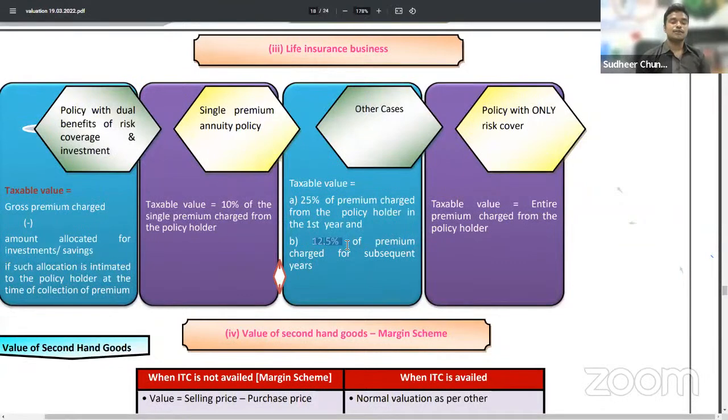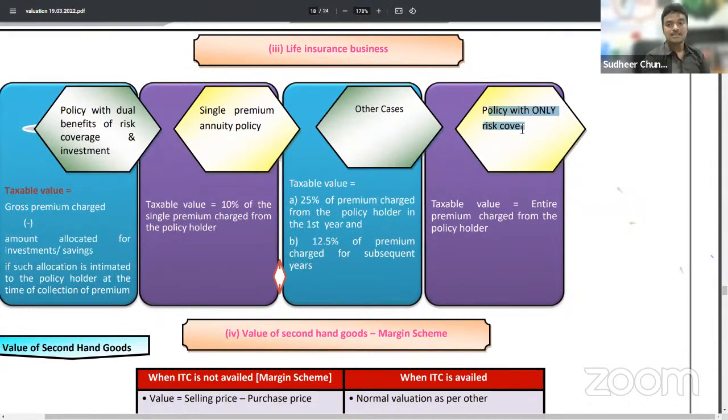Sir, here let us assume 1 lakh premium I am paying. This is the second year premium. 1 lakh into 12.5%, 12,500 is the value of supply. On that 12,500, 18% GST will be charged. So this is to determine the value in case of life insurance. Sir, for risk cover policies, that means we get return only if there is a risk. Risk means death. Only if that person has died, then his family members will get a lump sum amount.